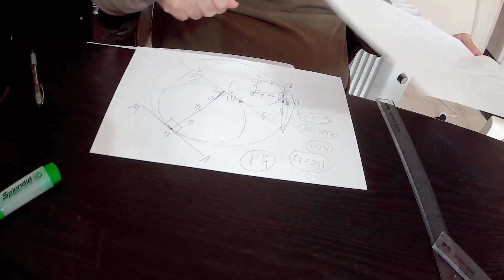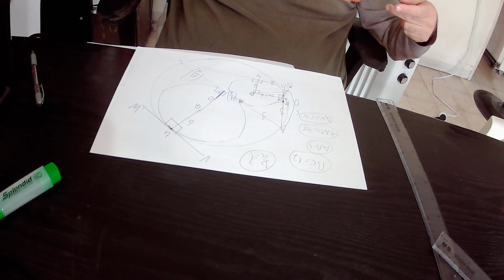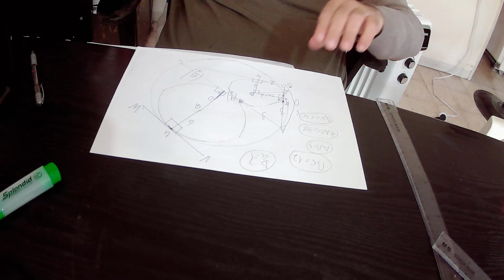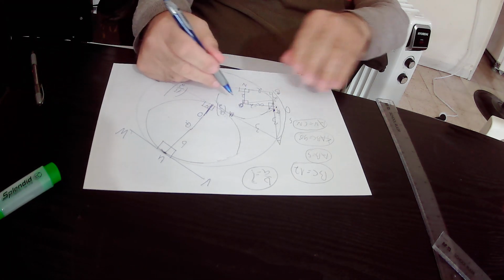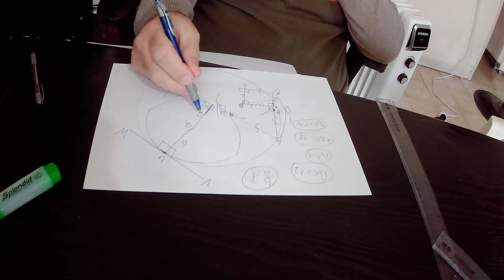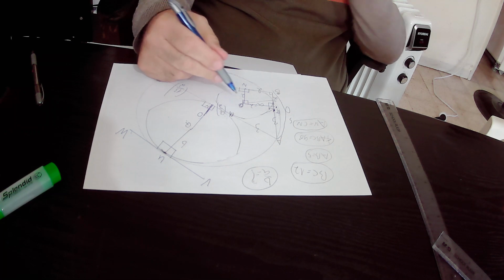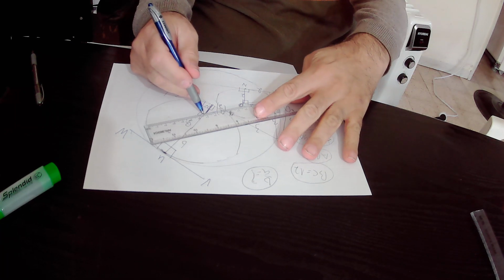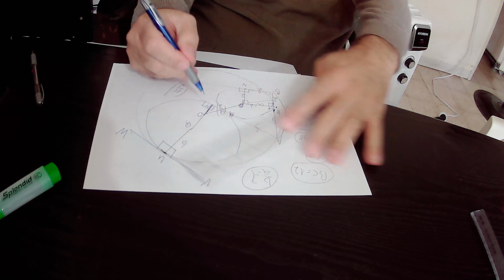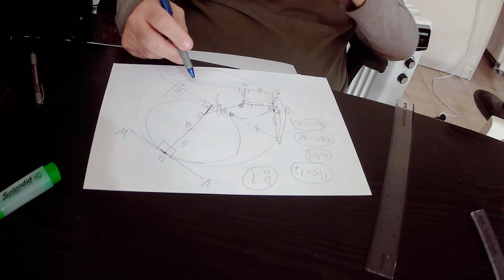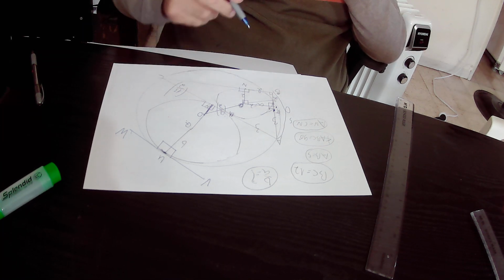So, in the next step, we join points O and P together by a straight line. Point O is the center of the big circle, point P is the center of the small circle. We joined the two centers together, the center of the biggest circle with the center of the smallest circle.